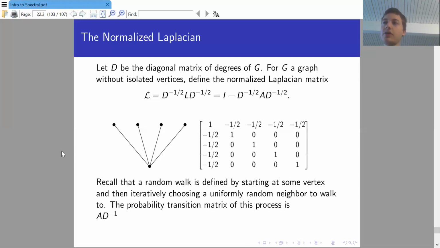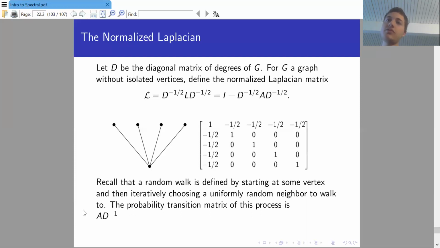So this is basically a Markov chain, and of use to people that work with Markov chains is the probability transition matrix. In this setting, this is the adjacency matrix times D inverse. The reason you see this is that at each vertex, the probability that you move to one of your neighbors is exactly 1 over the degree of the vertex, because you have that many choices and you choose uniformly at random.